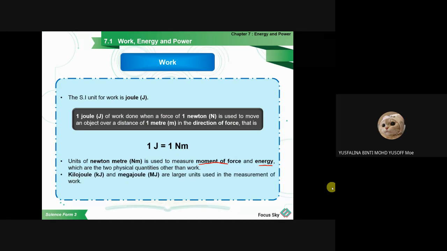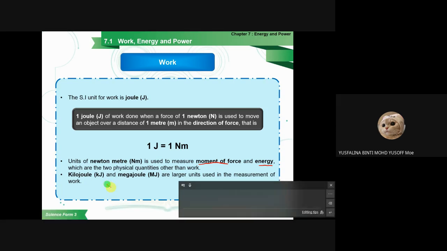So kilojoule and megajoule are larger units used in the measurement of work. Kilo is 10 power of 3, and mega is 10 power of 6. So let's say if I have 3 kilojoule, it means 3 times 10 power of 3 joule. If I say 3 megajoule, with capital letter M, it means 3 times 10 power of 6 joule.